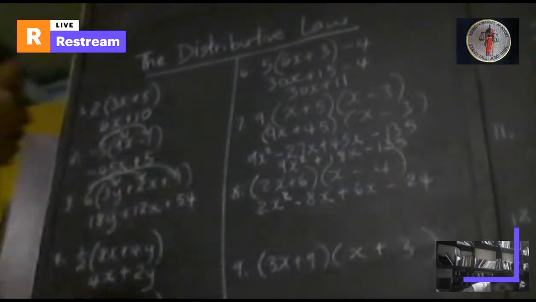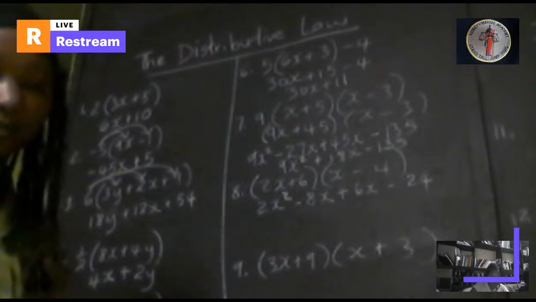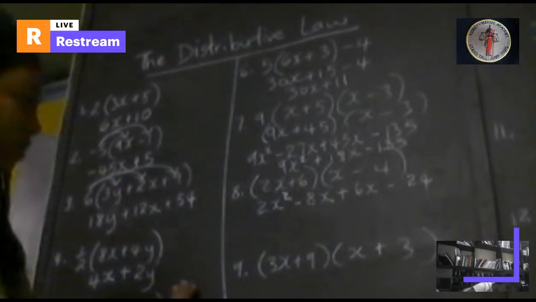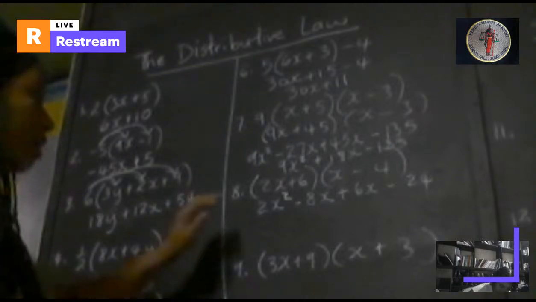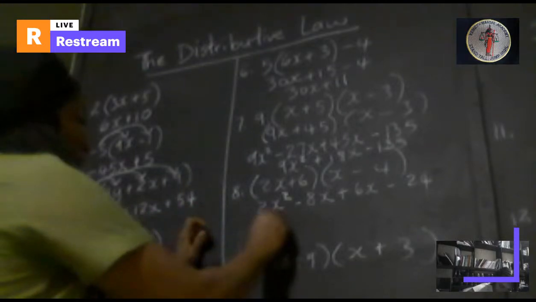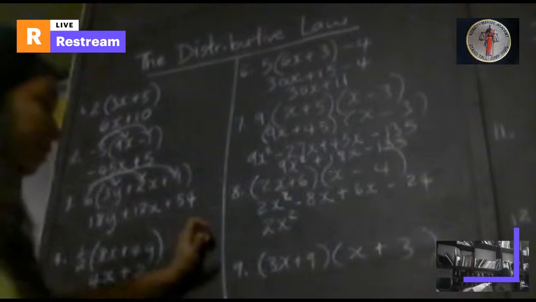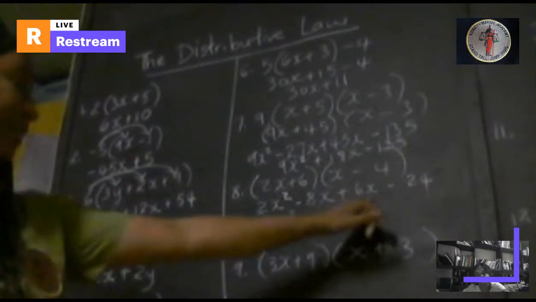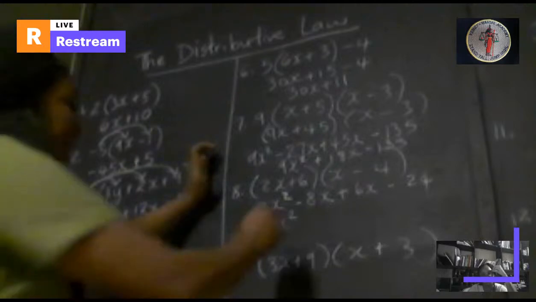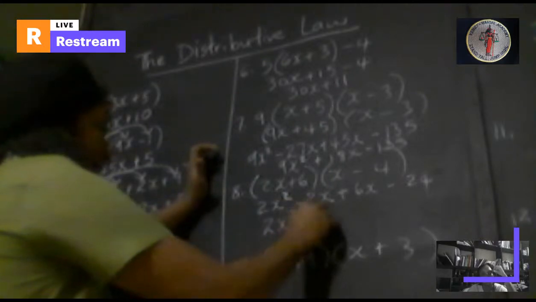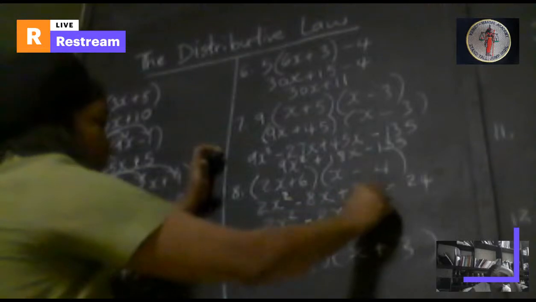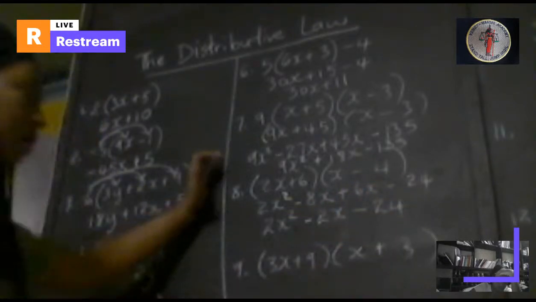Can we simplify? Negative 8x plus 6x gives negative 2x. So the final expression would have 2x squared, because it's the only term with an x squared. There's nothing to combine it with. But we can combine the negative 8x and the positive 6x. We get negative 2x and write back the minus 24.